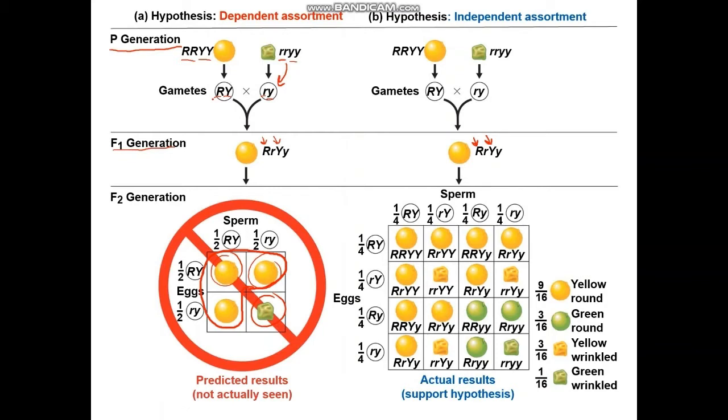Instead, what he saw was every possible combination, but not in equal amounts. So, this F1 generation plant could create gametes that had two dominant alleles, round and yellow. It could create ones that had wrinkled yellow alleles, round green alleles, or wrinkled green alleles. And then same thing with the second plant down here. It could create all 4 of those possible combinations, which ends up giving us a 16 square Punnett square.